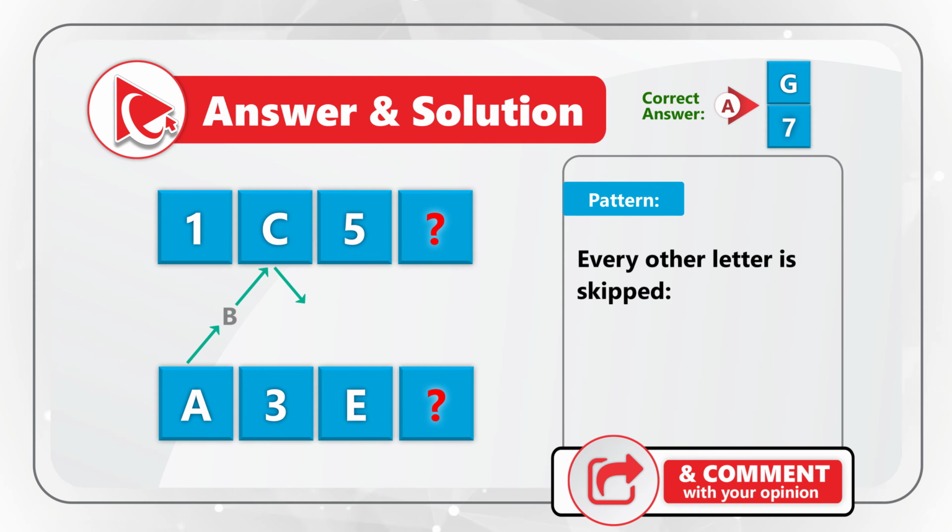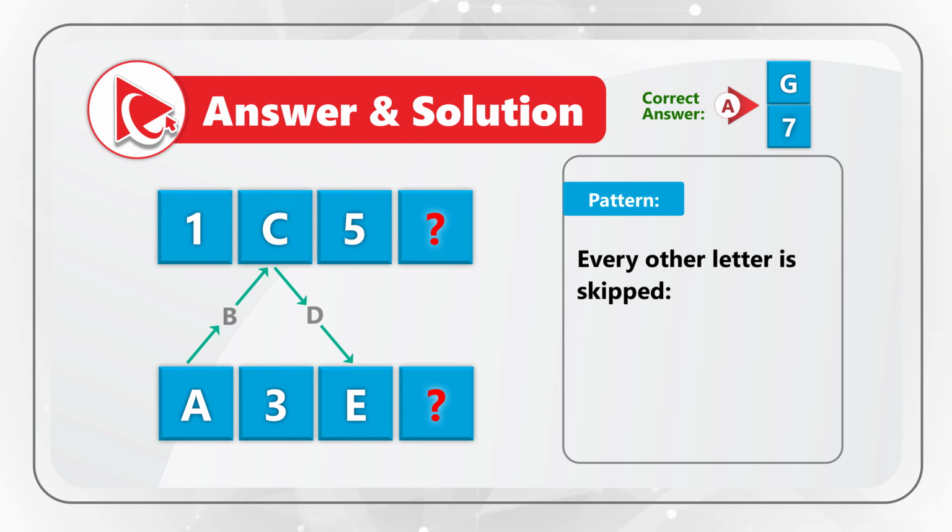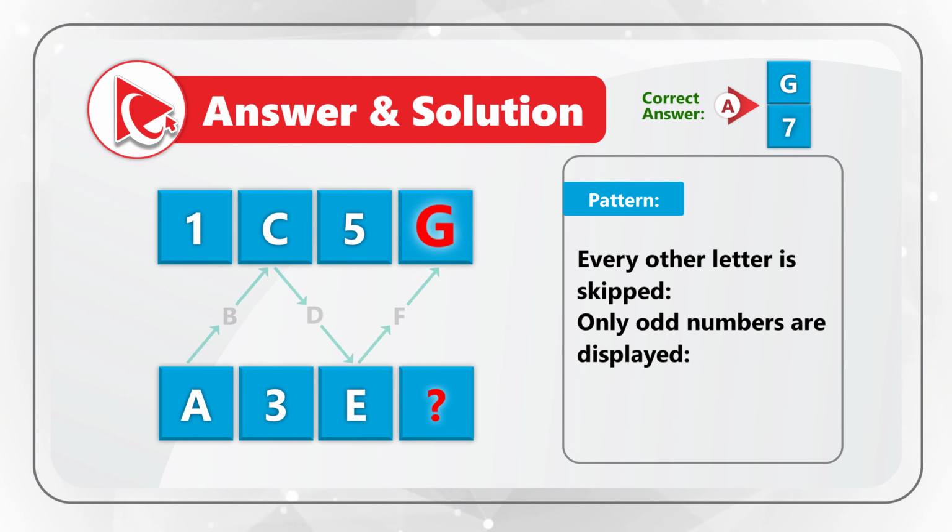Then comes letter D, which is skipped, and then we see the letter E, which means that the letter F will be skipped and we will see the letter G. Same is true for the numbers, because only odd numbers are displayed. We see numbers 1, 3, and 5. Numbers 2, 4, and 6 are skipped, which means that the missing number is 7. This is why I believe the correct choice here is choice A, G7.